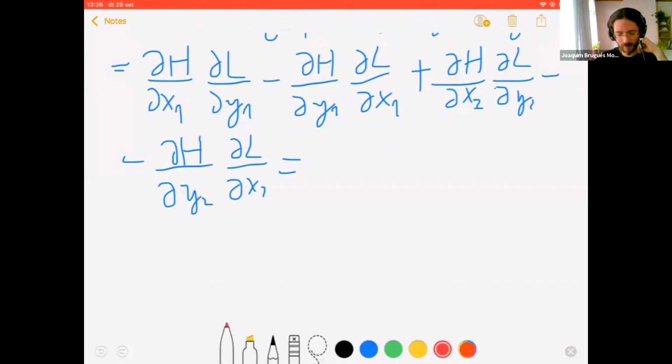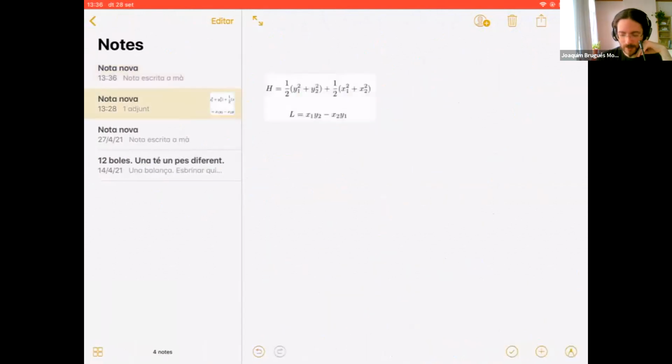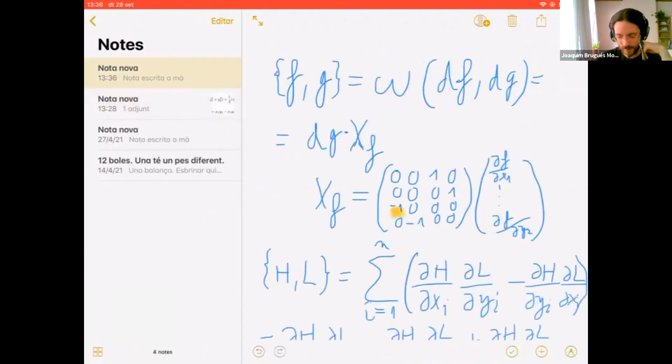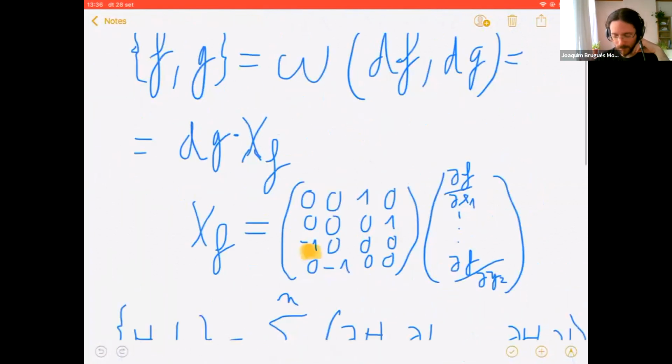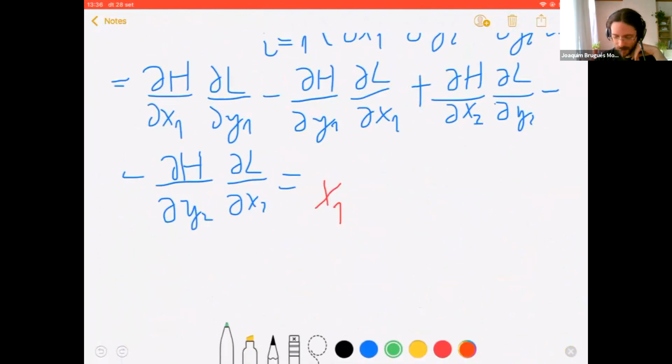what we have here is, all right, for the partial of h with respect to x1, well, as we said, this is x1. Partial of L with respect to y1, we can go back here. Okay, this is minus x2. And I won't do this much more often because this takes much time. So this is minus x2. Okay. Now we have minus sign.